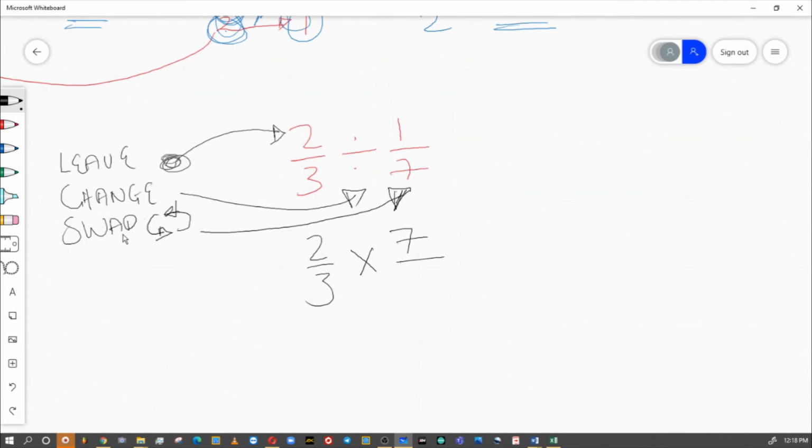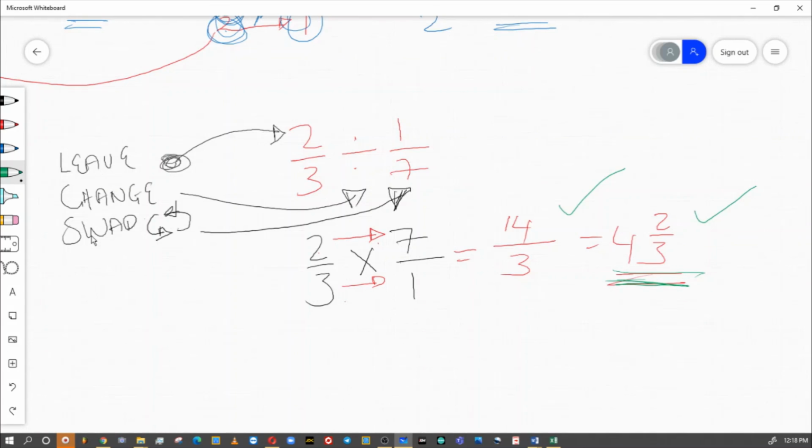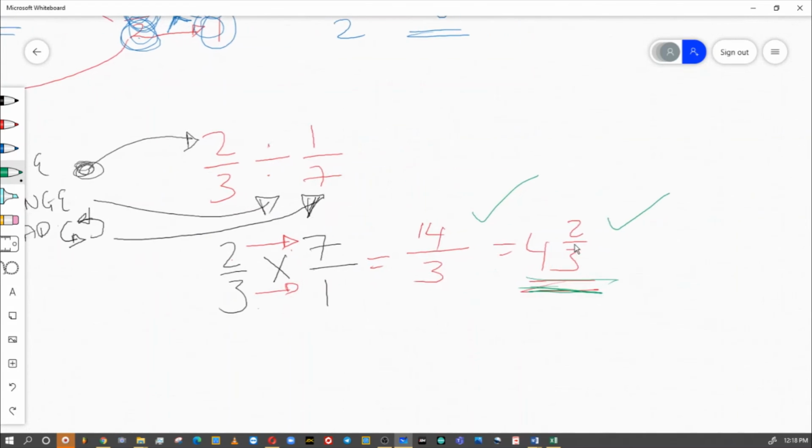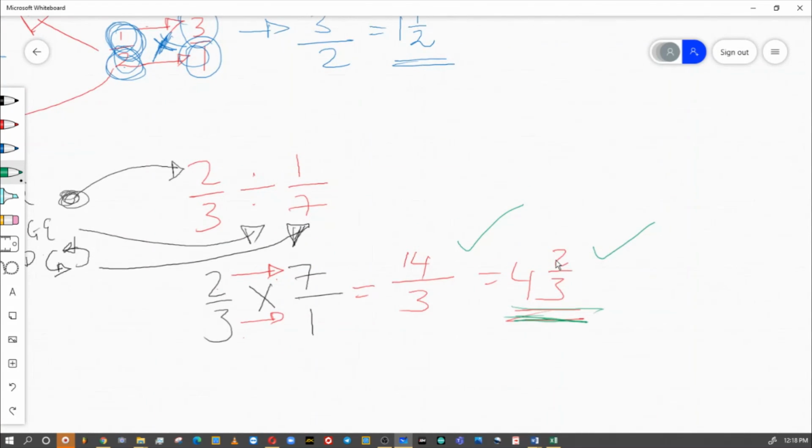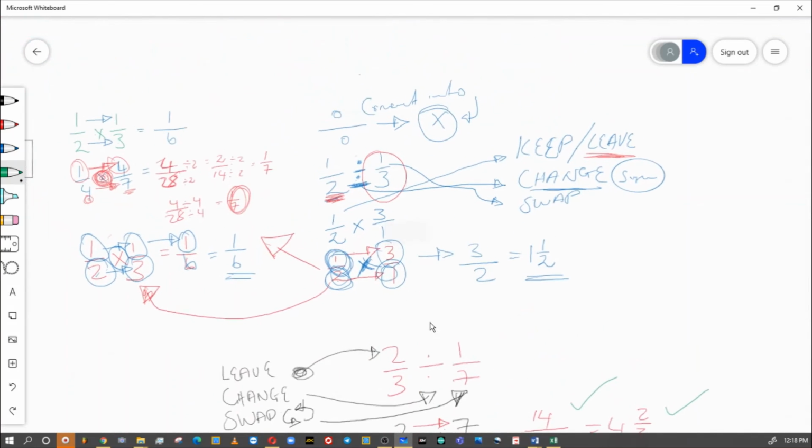So 7 goes on top, 1 comes under, and then you solve it as a multiplication where you just do it directly. The answer is 2 times 7 is 14, and 3 times 1 is 3. So 14 divided by 3 will be 4, remainder 2 over 3, and that will be our answer. This answer is correct, and you should preferably leave it in mixed form, but an improper fraction is also correct, depending on what your teacher prefers.